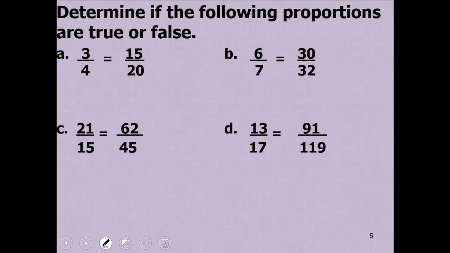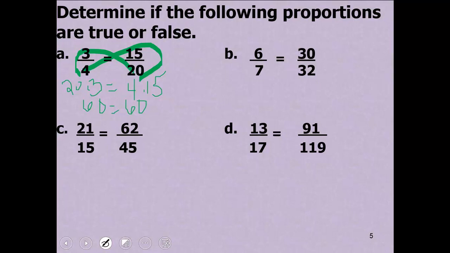Let's determine if the following proportions are true or false. What happens? The cross products must be equal. So I have to go 20 times 3. 20 times 3 has to equal 4 times 15. And I get 60 equals 60. This is a true proportion.